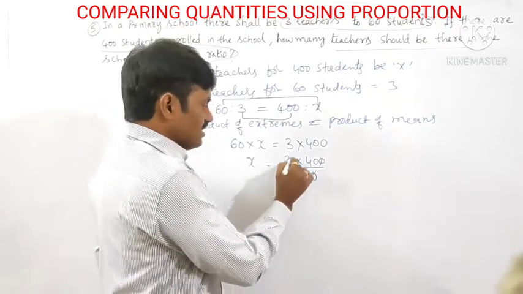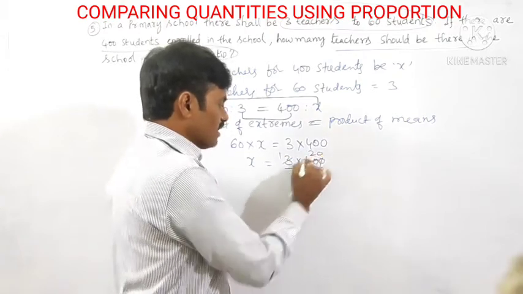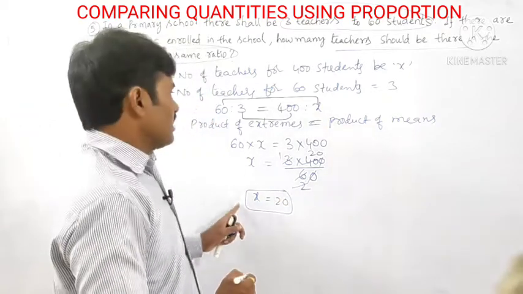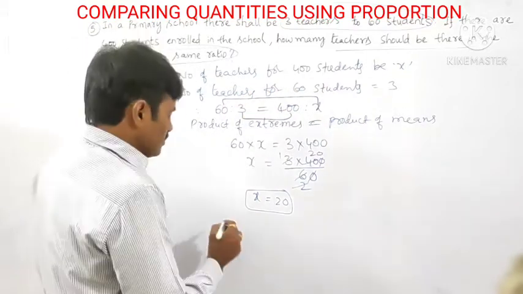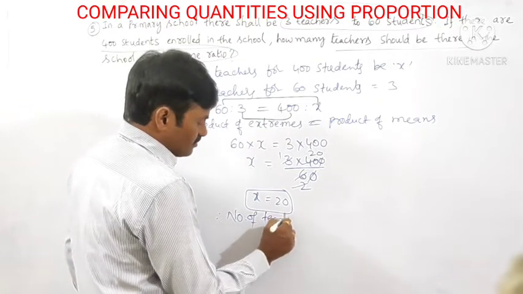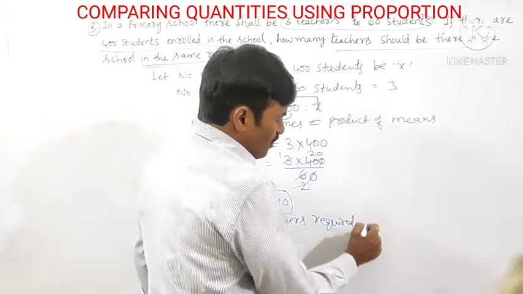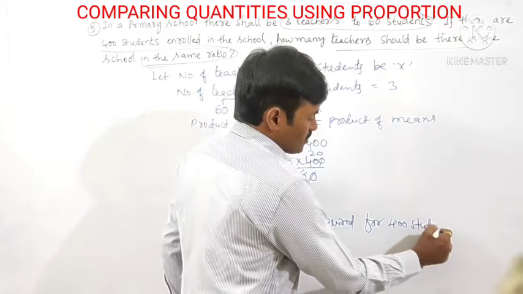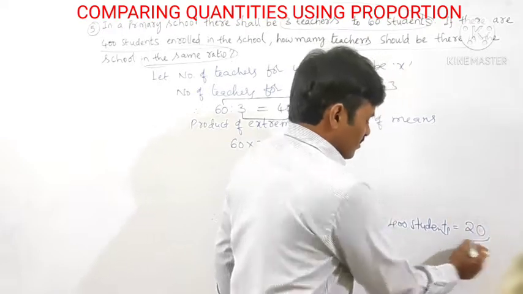The 0 gets cancelled. 3 divides 6 two times, so 2 divides 40 twenty times. So the x value is equal to 20. What is the meaning of x here? The x value means the number of teachers for 400 students. So I am writing the conclusion: the number of teachers required for 400 students is 20. 20 teachers are required.